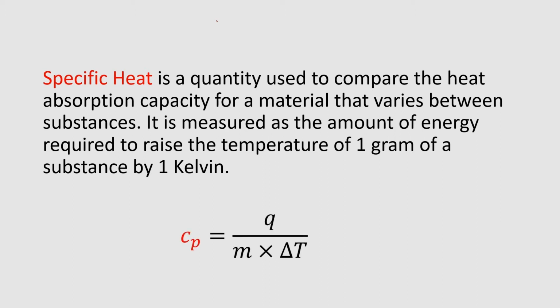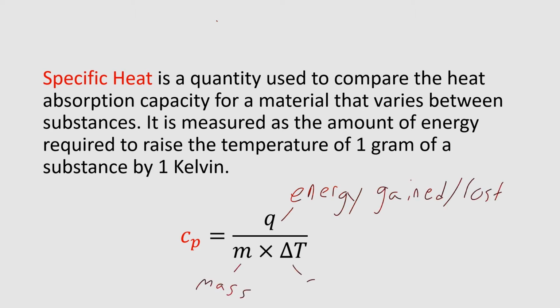And the formula for specific heat is this. It's the energy gained or lost over the mass times the change in temperature in degrees Kelvin. And so this specific heat is Cp. The little p means it only occurs at specific pressures. So with each different pressure, we're going to have a different specific heat. This is really a quantity that's unique to each substance that we want to try to find out experimentally.